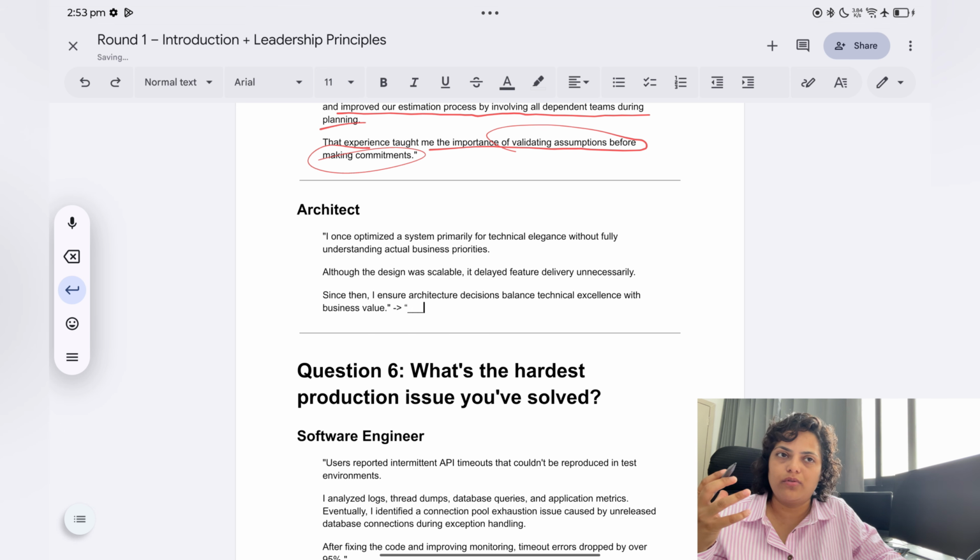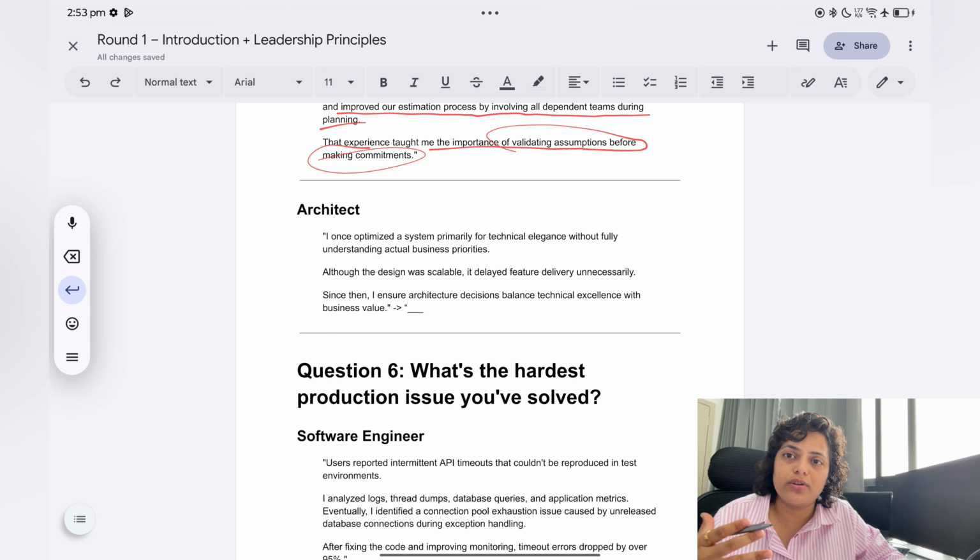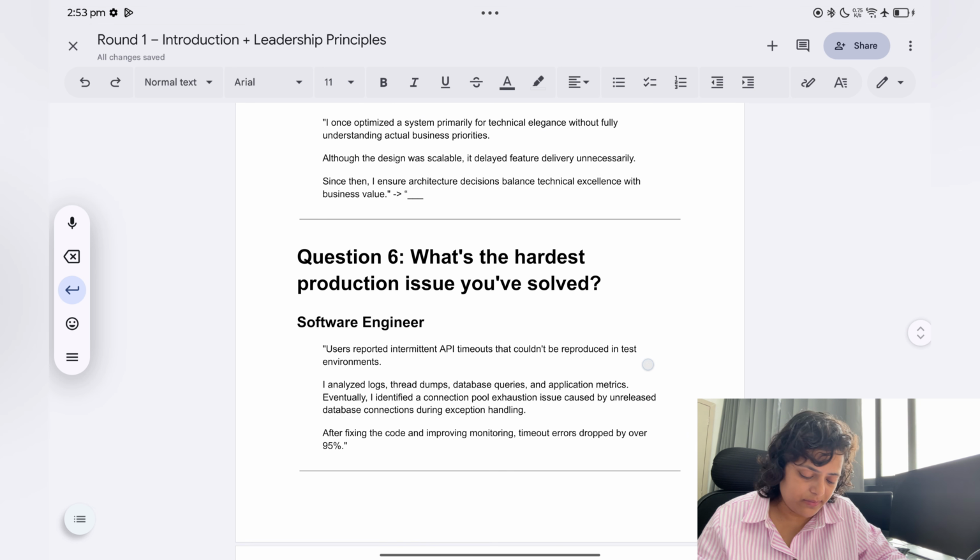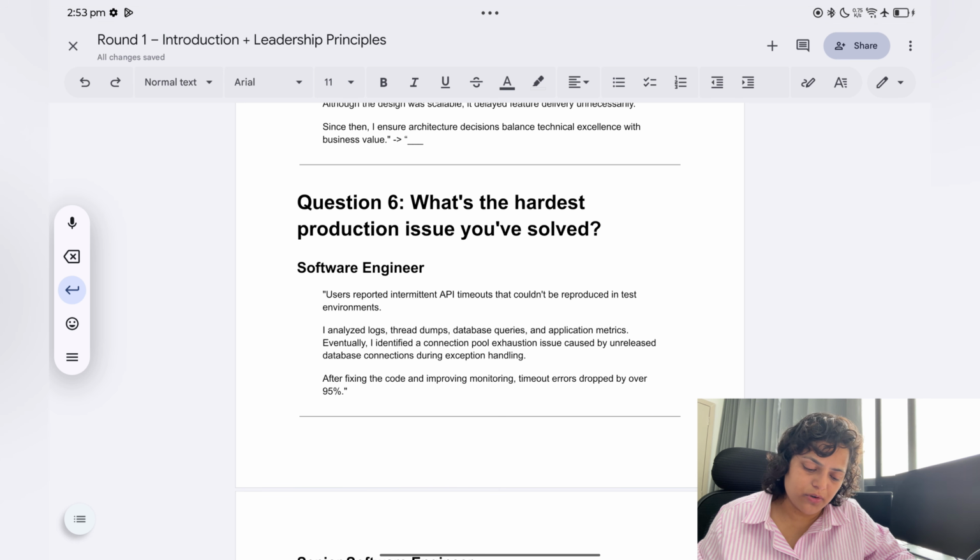Okay, it's not that whatever the business value is, that's the first priority. Let's say you have to deliver a feature, but you are doing some technical changes to make the system better, so it should not delay your feature delivery, because that is on the highest priority, right? Now question 6 will be, what's the hardest production issue you have solved? So the software engineer will answer that users reported intermittent API timeouts which couldn't be reproduced in the test environment.